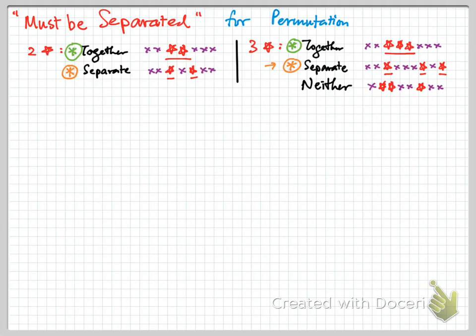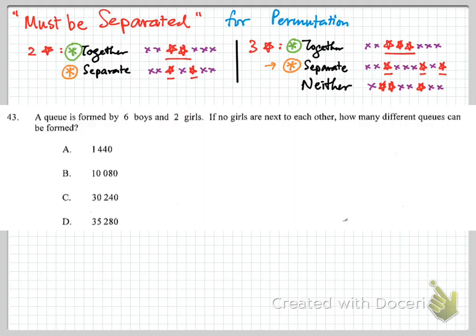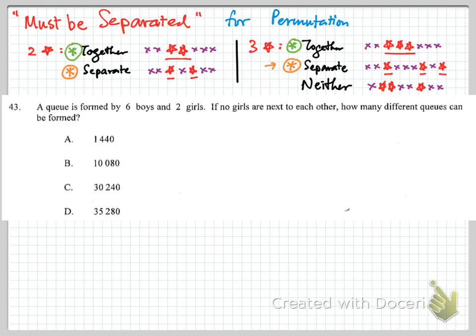So I think I will best illustrate this idea of how to do the separation with a past paper question. This is an MC question. A queue is formed by 6 boys and 2 girls. If no 2 girls are next to each other, in other words, if the girls must be separated, that means we cannot put them together. How many ways can the queue be formed?